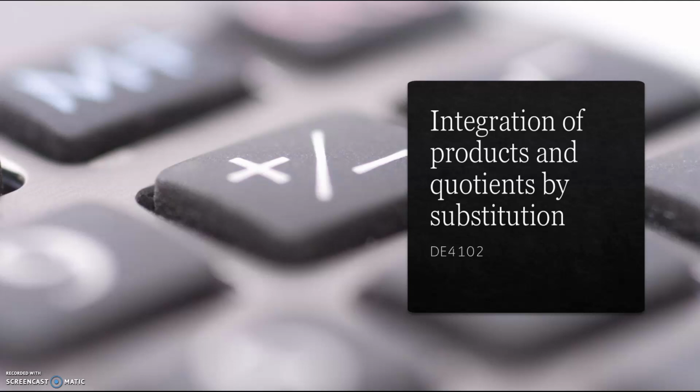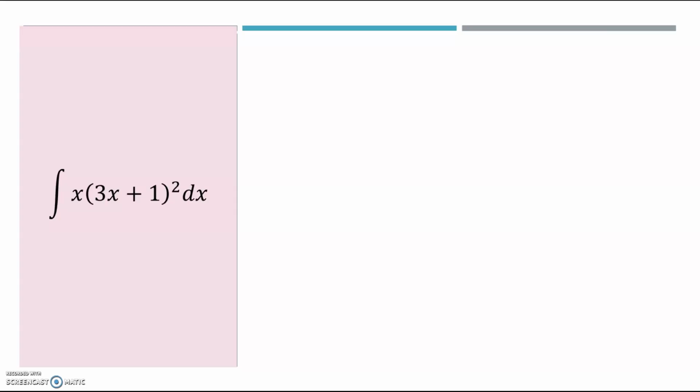This is a video on looking at how we can use substitution in integration for some products and some quotients. Consider this type of problem. Here the x term out the front isn't the derivative of the 3x plus 1 inside the bracket, so it's not quite like the previous ones that we've been looking at with substitution. Let's still use substitution of what's in the brackets though and see where it gets us.